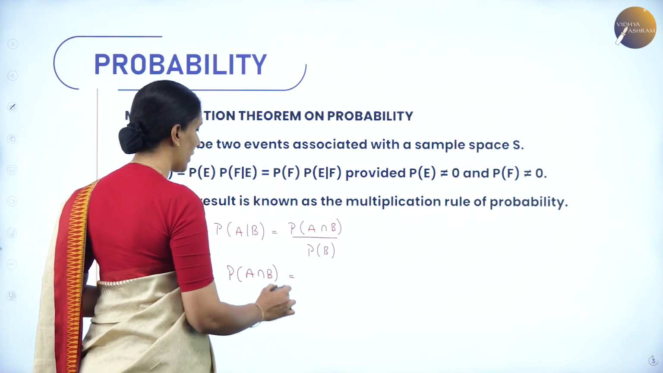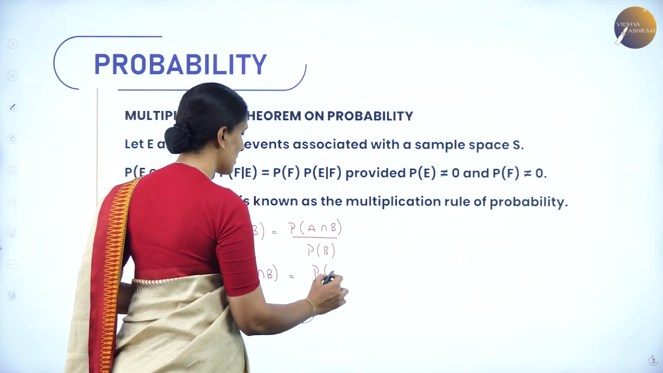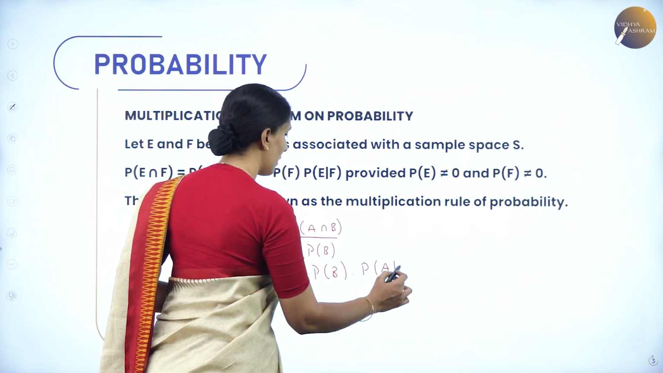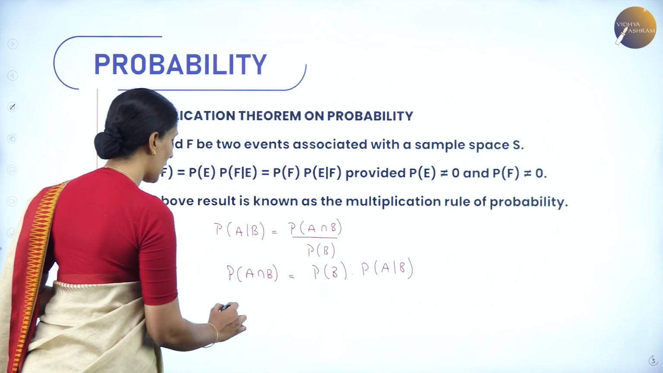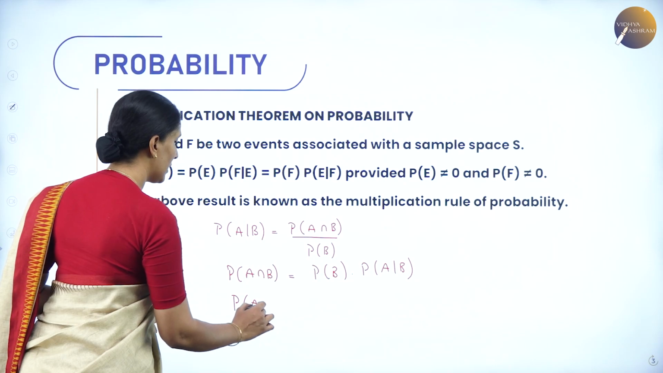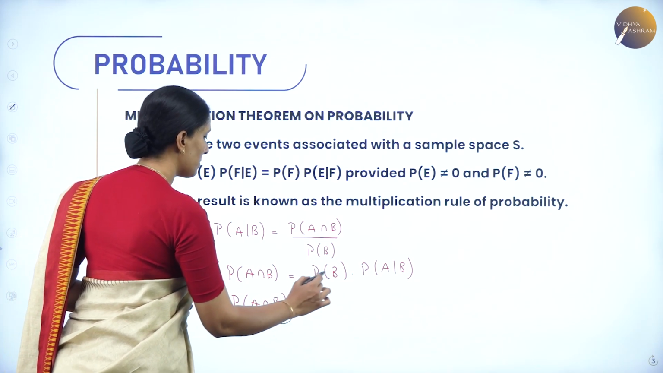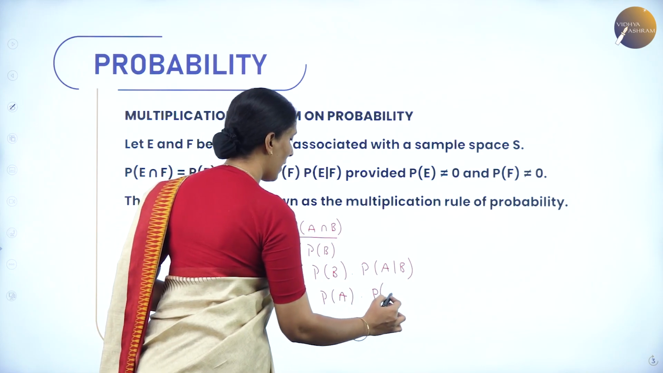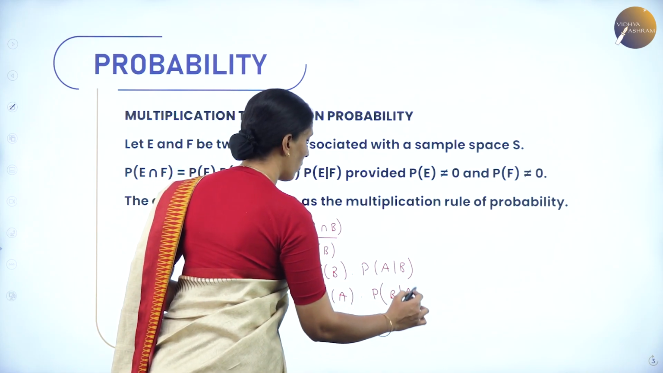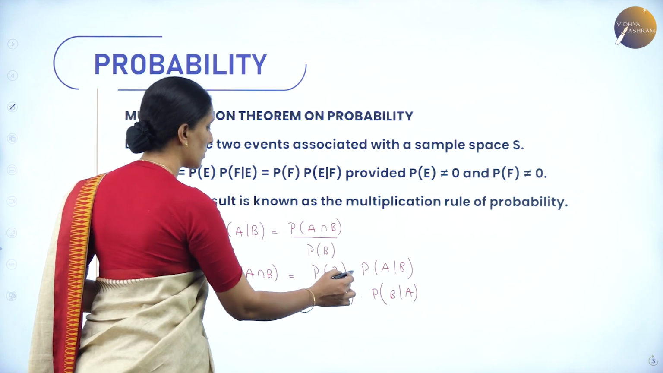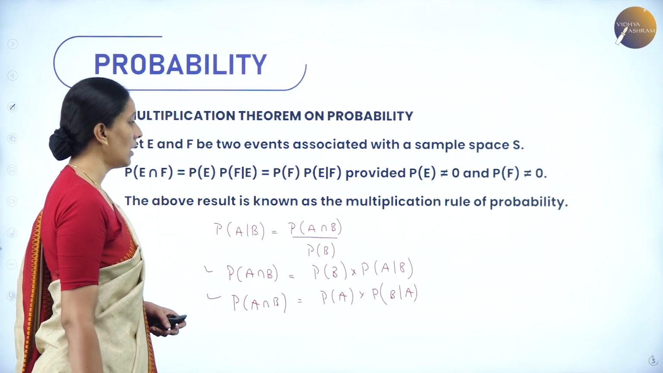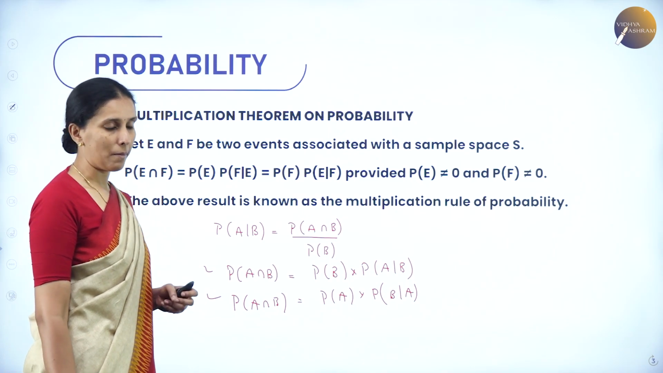So, with the help of conditional probability, we can write this as probability of B dot probability of A given B. Similarly, we can also write probability of A intersection B as probability of A dot probability of B given A has already happened. Since we have used the product here, this is nothing but the multiplication theorem on probability.